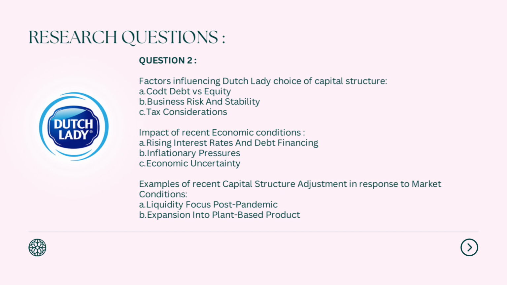The impact of recent economic conditions is rising interest rates and debt financing, inflationary pressures, and economic uncertainty. For the example of recent capital structure adjustment in response to market conditions, first is liquidity focus post-pandemic. In the wake of the pandemic, the company may have adjusted its capital structure to reduce reliance on debt and focus on internal cash flow. Second is expansion into plant-based products. The company has diversified its product offerings, including venturing into plant-based dairy alternatives, which might require additional capital.